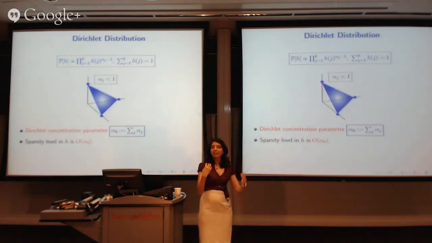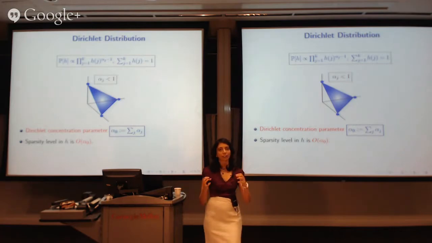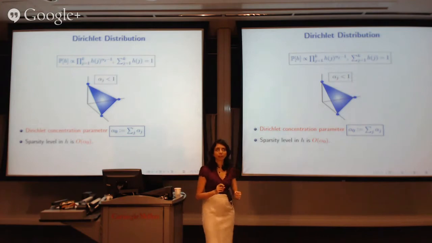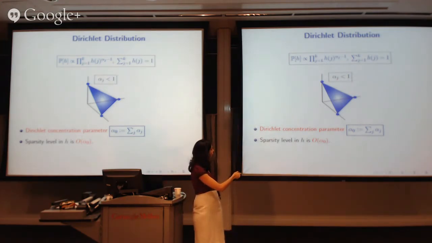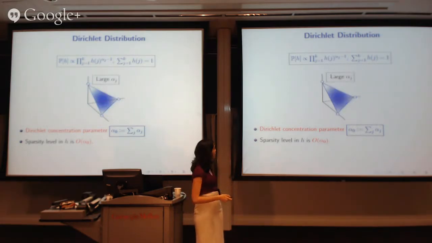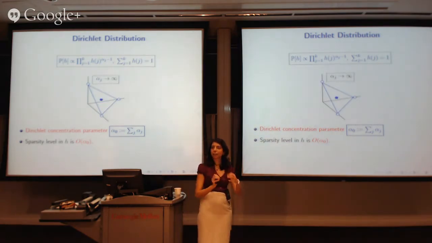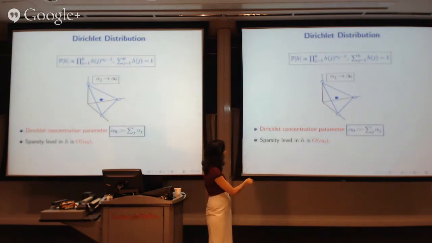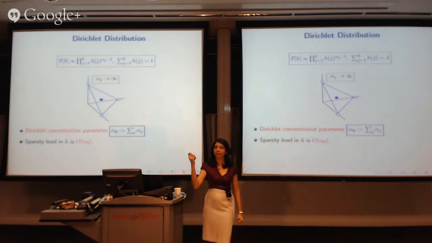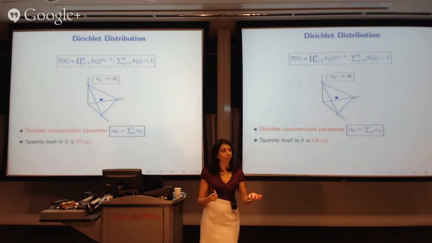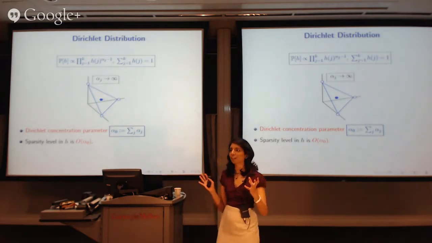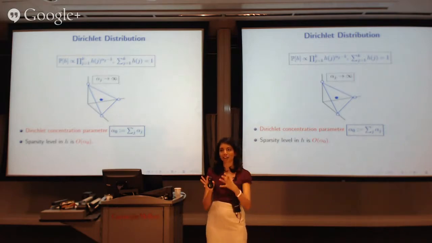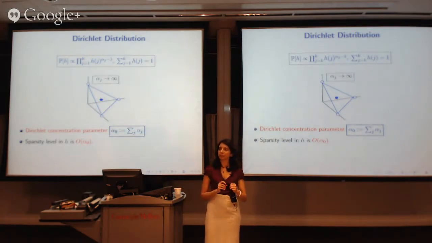On the other hand, as I keep increasing this parameter, the probability mass moves more towards the center of the simplex. But if the parameters are still less than 1, there's still more mass towards the vertices than in the middle. As you keep increasing this concentration parameter, there's more probability mass towards the center of the simplex, and in the limit, it degenerates to a single point. So you can see why it's called a concentration parameter: as you increase it, the probability mass concentrates more towards the center of the simplex.